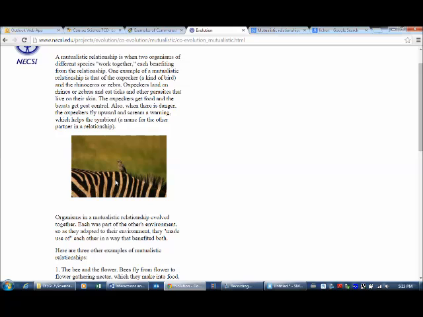How is the zebra benefiting? Well, ticks are not good for animals. They can cause various issues, Lyme disease being one of them, I suppose. But what happens here is that the zebra benefits from this relationship by getting rid of the ticks that are in its skin.